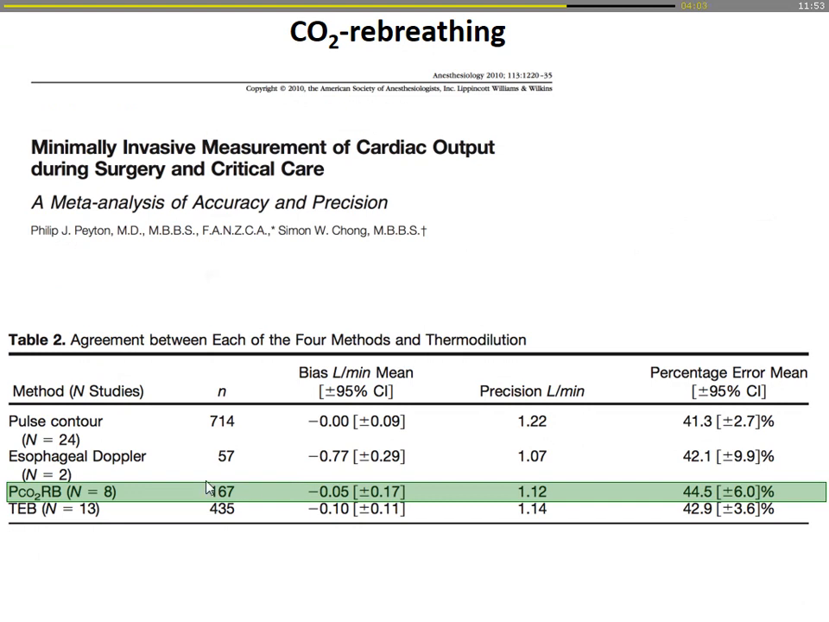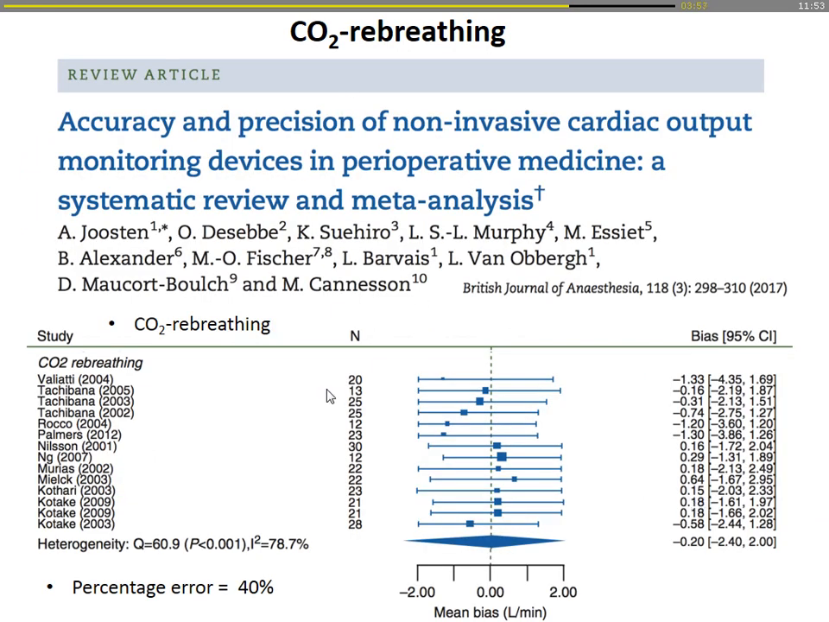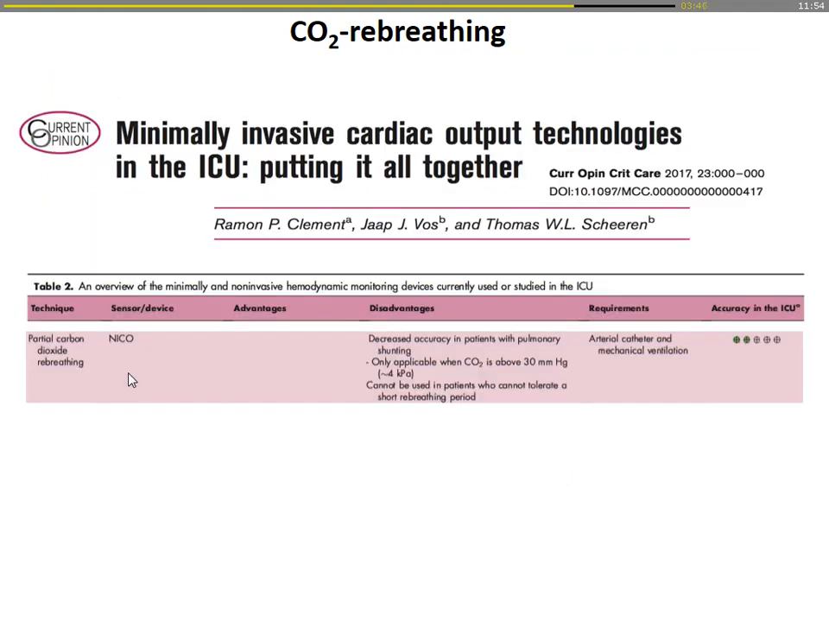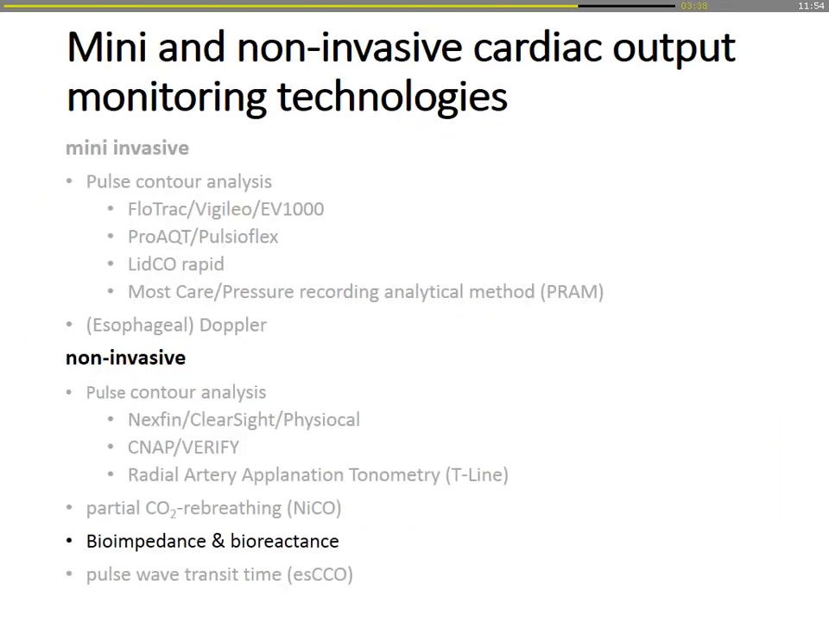Looking at the studies that have used these, again, the percentage error was 44.5%. And this is from the recently published meta-analysis summarizing all these studies, percentage error 40%. So you will find these for all these techniques. And this is the recommendation from our paper, not so accurate as the previously described one.